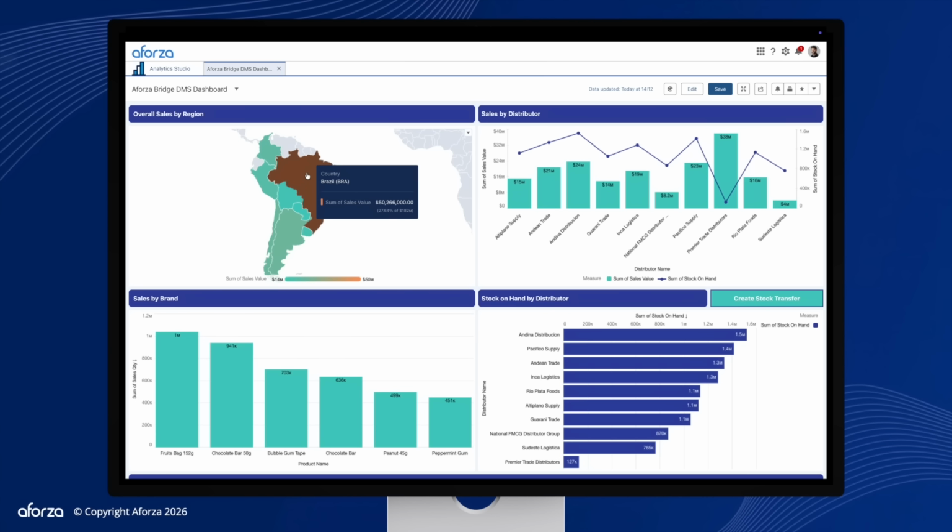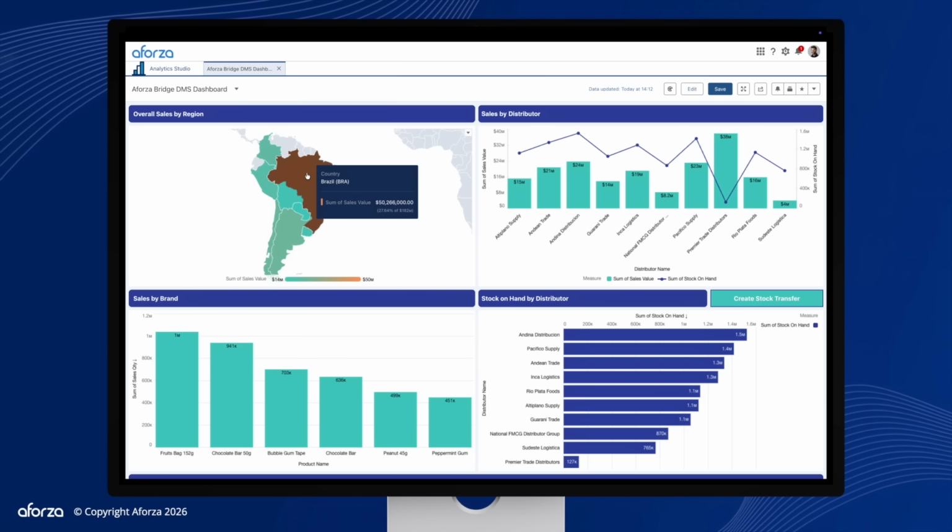And this is where the value of Bridge starts. So instead of waiting for end of month reports or fragmented distributor updates, you're getting near real-time visibility into what's actually happening so you can act during the opportunity window, not after it. Now, the next question is, it's not just, Brazil is up. The question is, who is driving it? Because indirect markets, they're not uniform. We know that. If one distributor is driving the growth, they're also driving the risk in some cases.